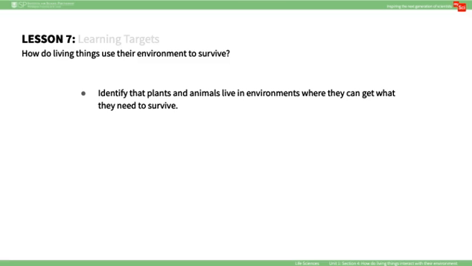By the end of this lesson, students will have identified that plants and animals live in environments where they can get what they need to survive.